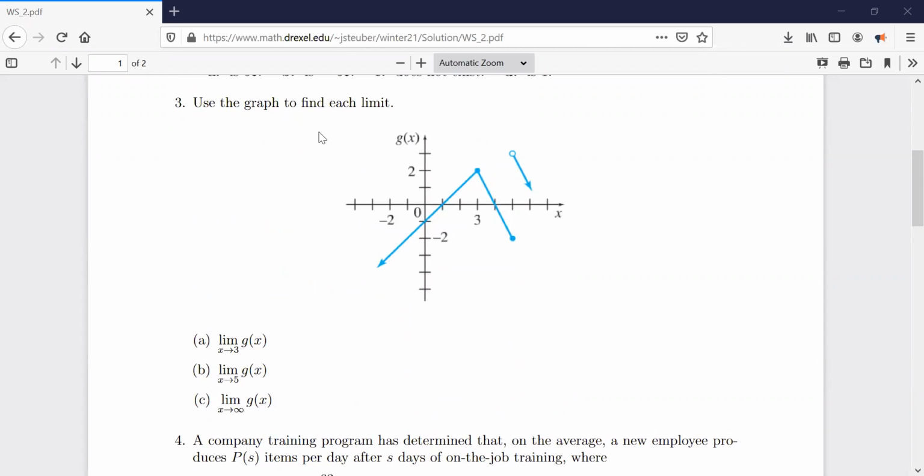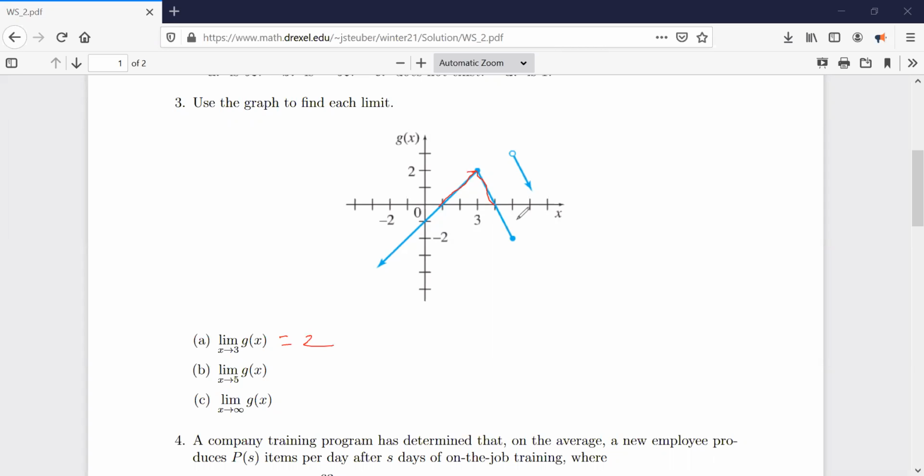So use this graph to find each limit. We've got the limit as x approaches 3 of g of x. If we look at the graph here, as we approach 3 from the left-hand side, we approach 2, and as we approach 3 from the right-hand side, we also get 2. So the limit is 2.